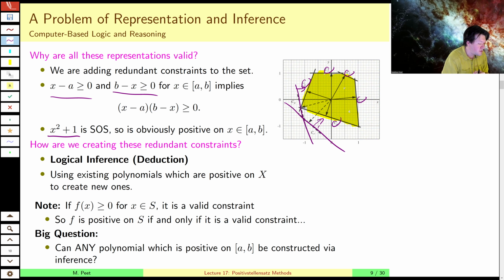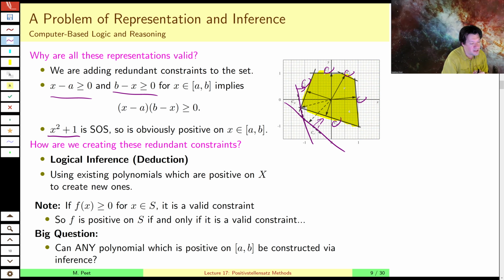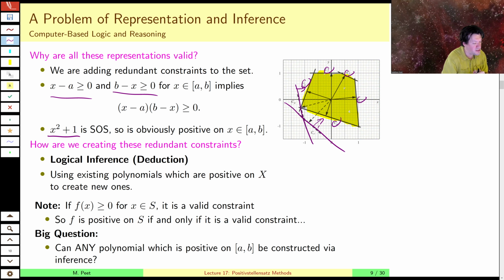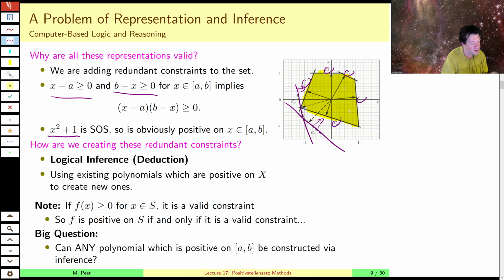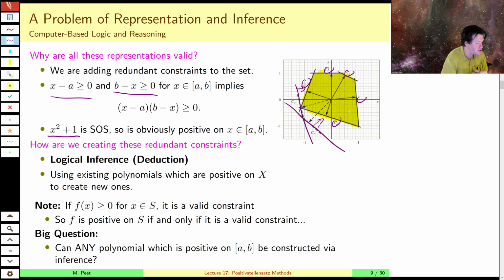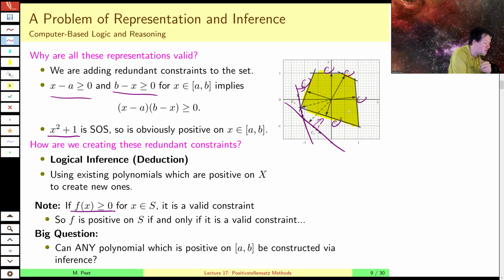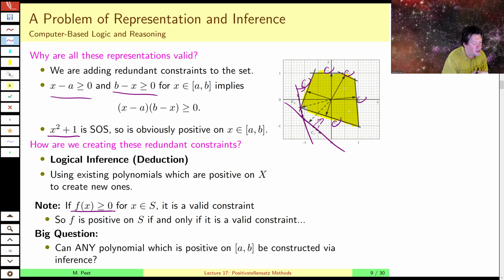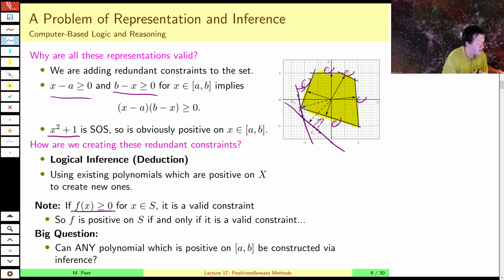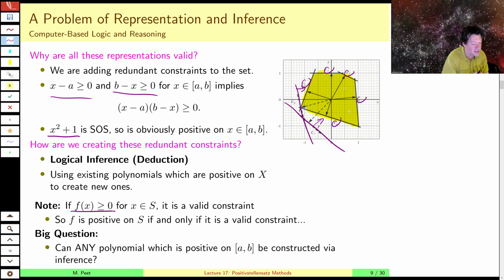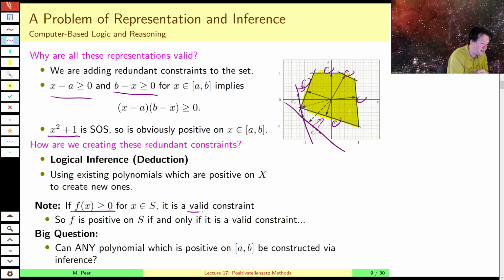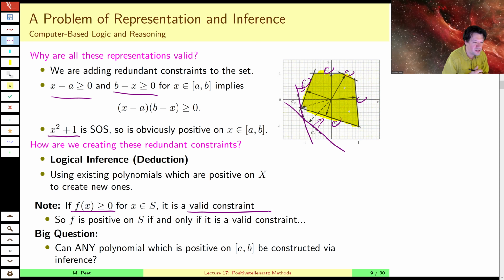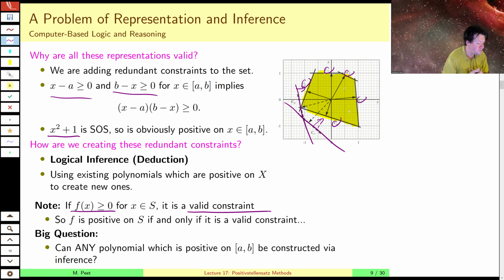So in a sense, if we come back to that pure geometric representation of the optimization problem, the question of whether a function is positive on the set really comes down to whether it can be used as a representation of the set itself. Whether it is a valid constraint on the set itself, so that we can add it to the set of constraints without changing the set.